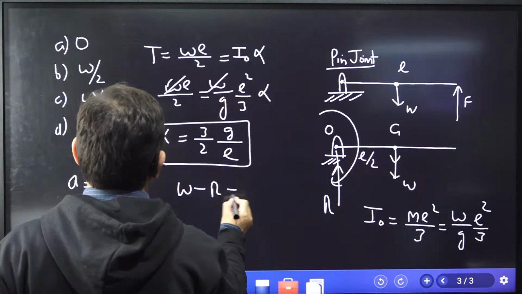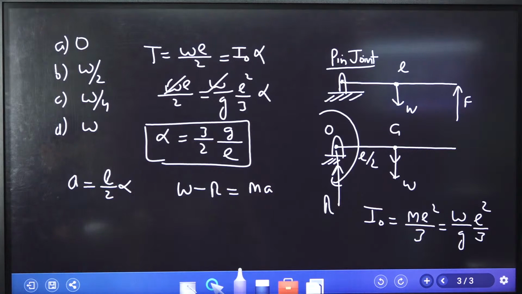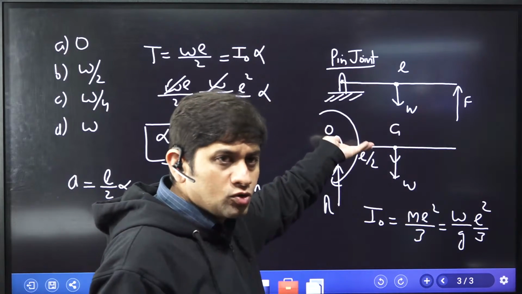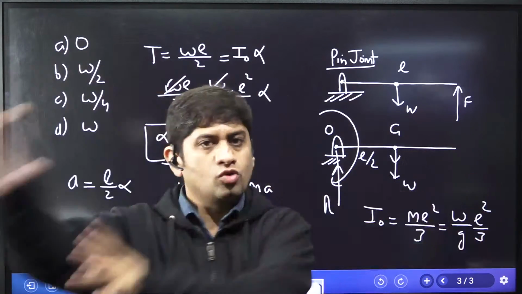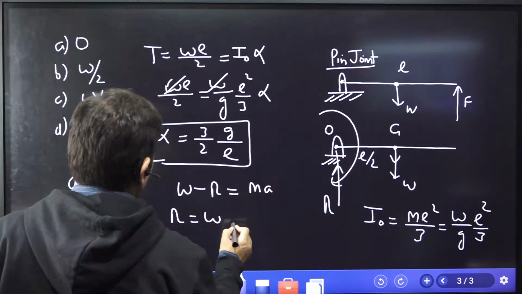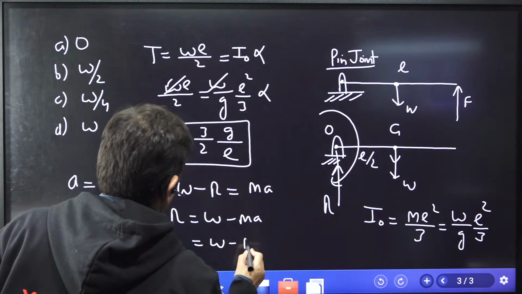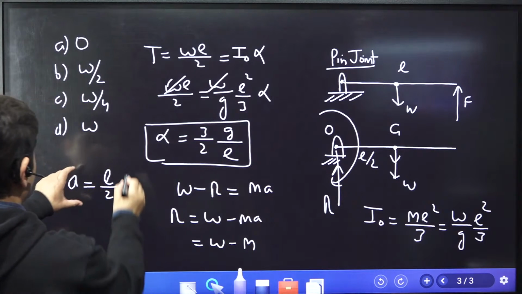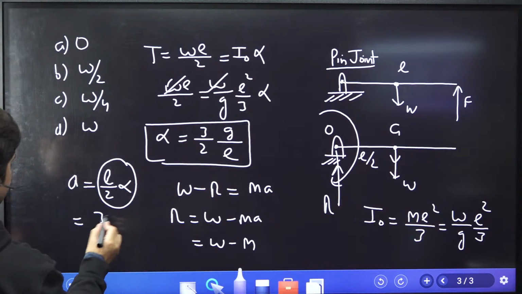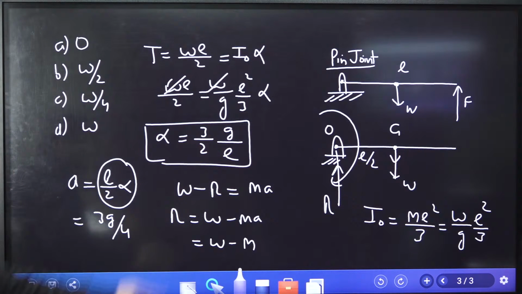Okay, done. Newton's second law: what are the net forces acting on the body? It's weight W and reaction induced R. W minus R is equal to Ma. What I want to find out is the reaction. So R is W minus Ma. What is a? Sir, a is nothing but L by 2 into alpha. If you calculate L by 2 multiplied here, it comes out to be 3g by 4.